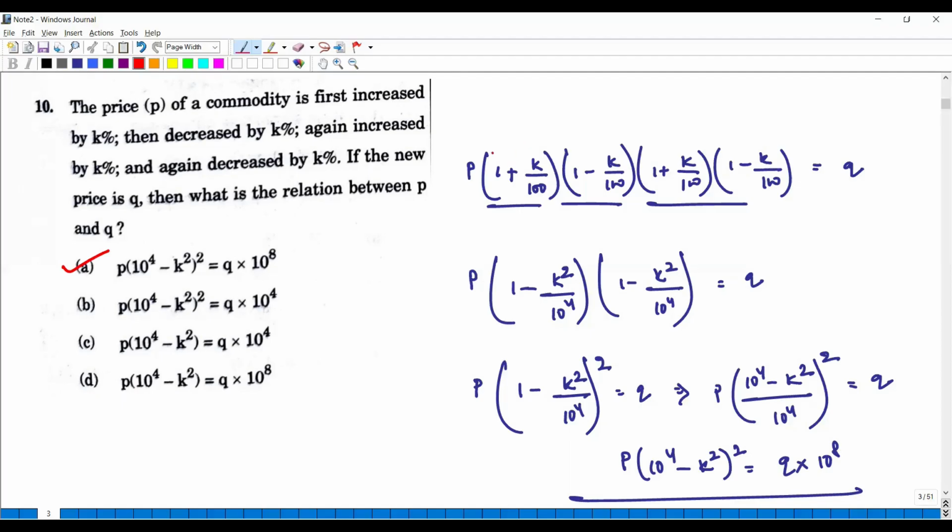If you increase it by K%, then it is 1 plus K by 100. Decrease it by K%, 1 minus K by 100. And again, K% increase, K% decrease. So all you need to do is solve it algebraically.